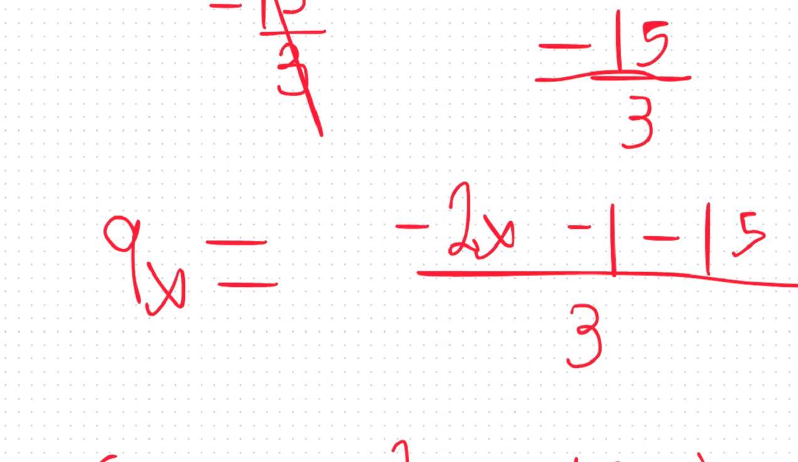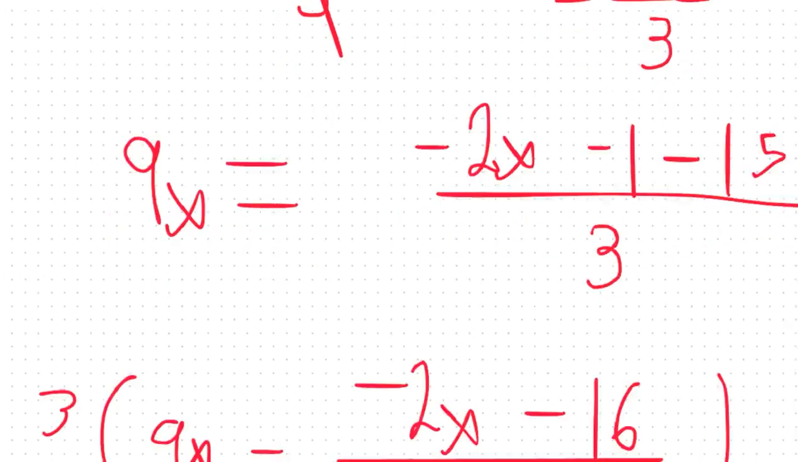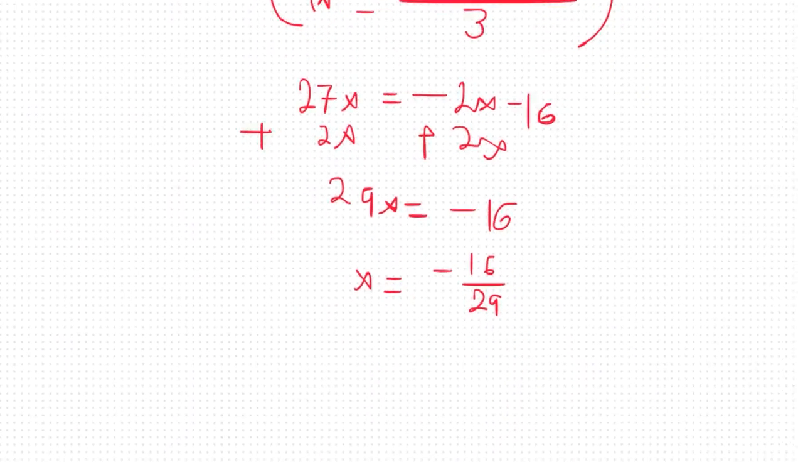So negative 16 over 29 and negative 14 over 25, plugging into 4x. So now that we found one variable, do I plug in both cases and then check?